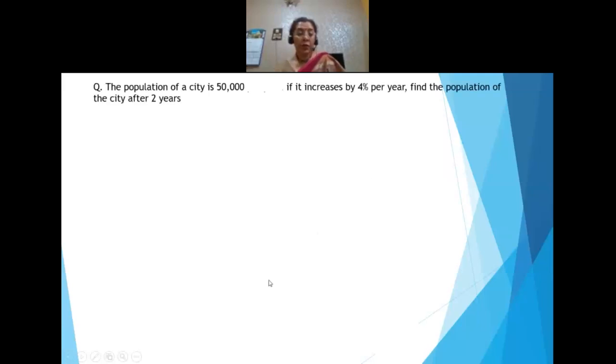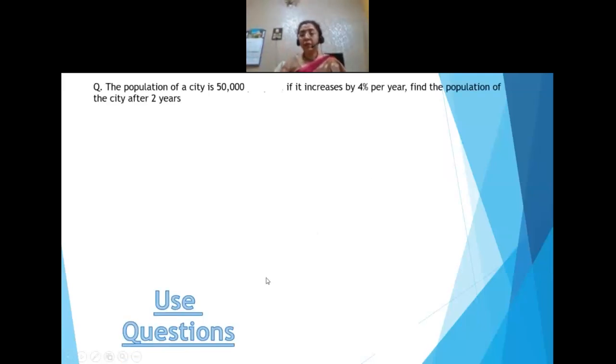Now, next is use questions. I think you'll agree with me that when problem sums come, many of the students are lost. Isn't it? When problem sums are there, many of the students are lost somewhere, lost in the knowledge of logic. So let us take a question. The population of a city is 50,000 and it increases 4% per annum. What is the population after 2 years?